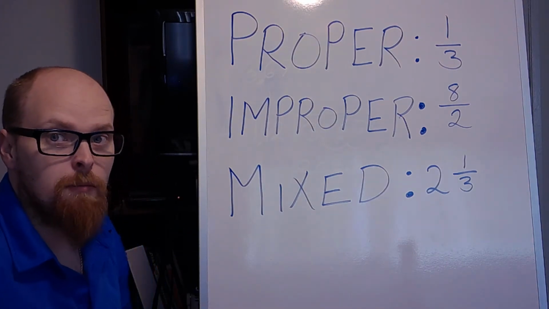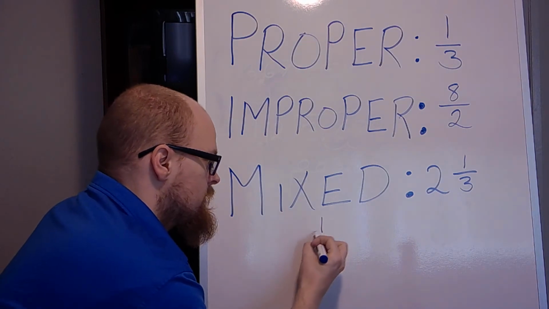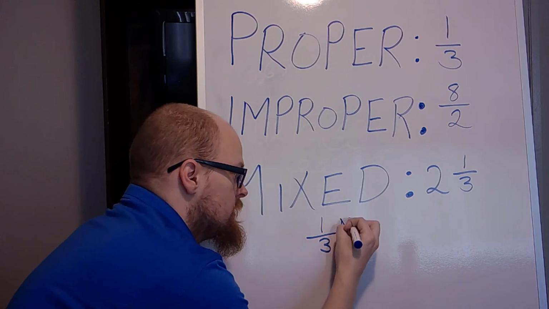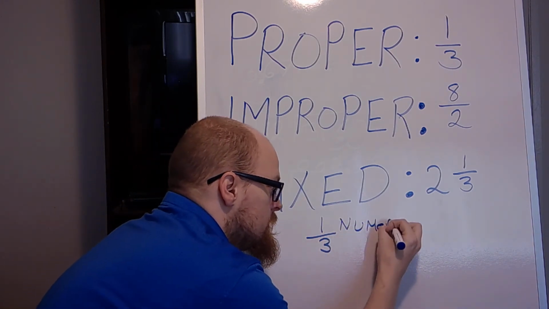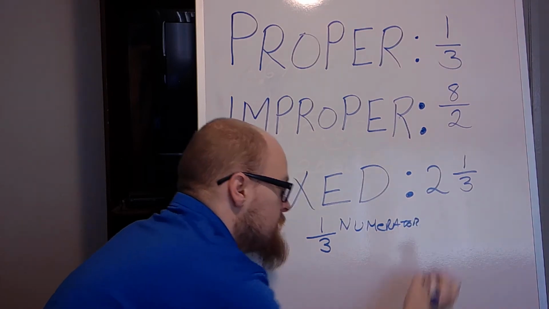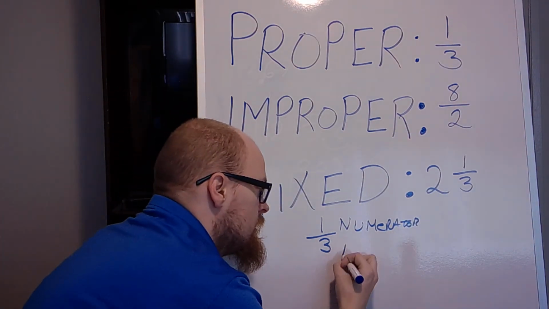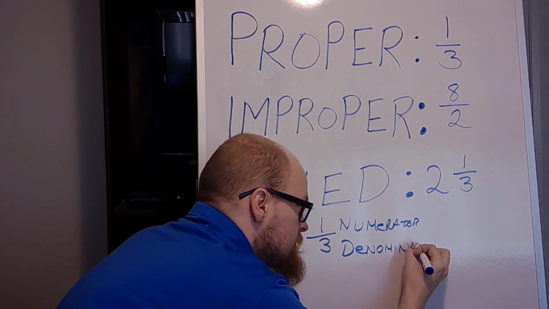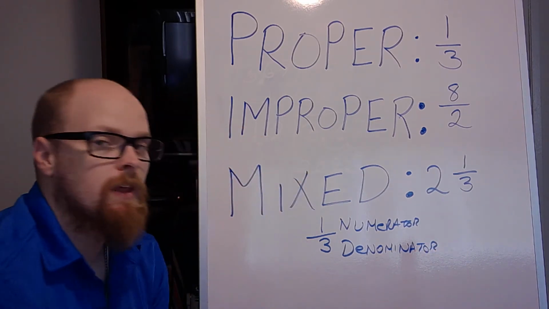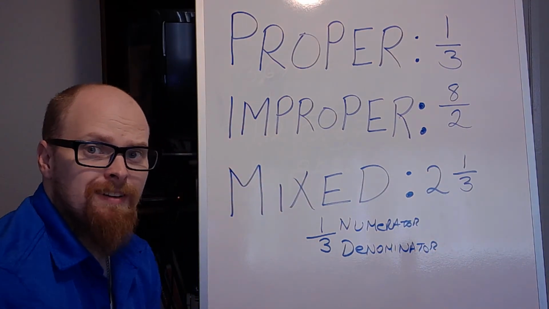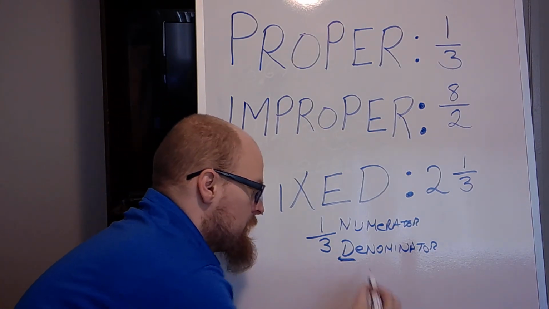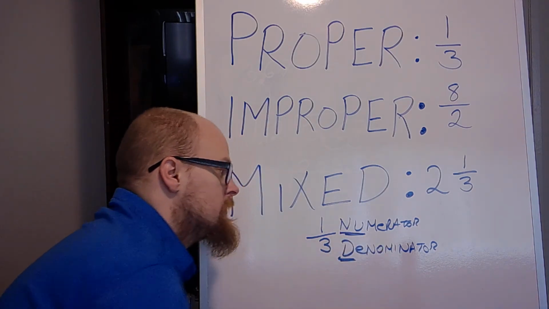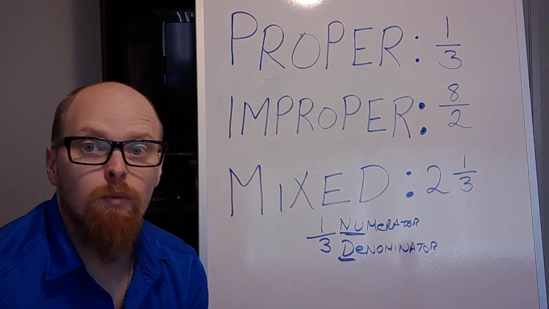And just as a reminder, any fraction, the top one is called my numerator. My bottom is my denominator. Okay? If you have trouble remembering which one is which, remember the denominator is down. Okay? And my numerator is the number up. That may help you remember which one goes where. Okay?